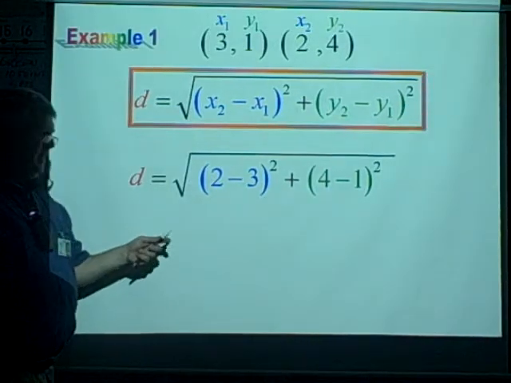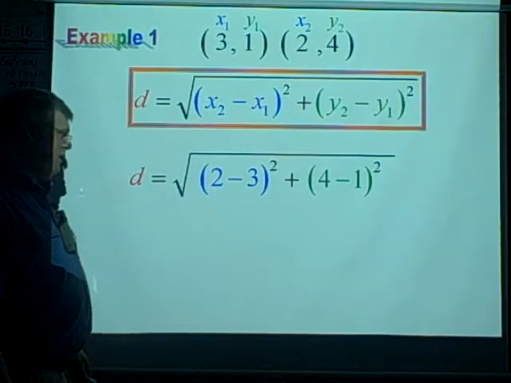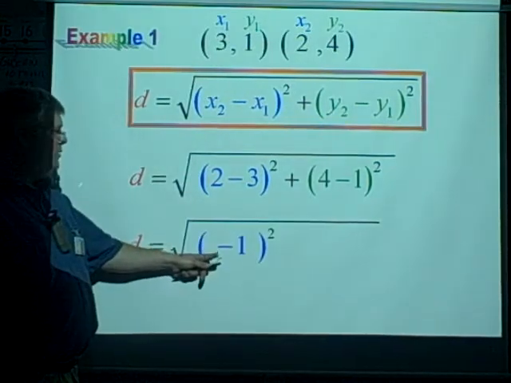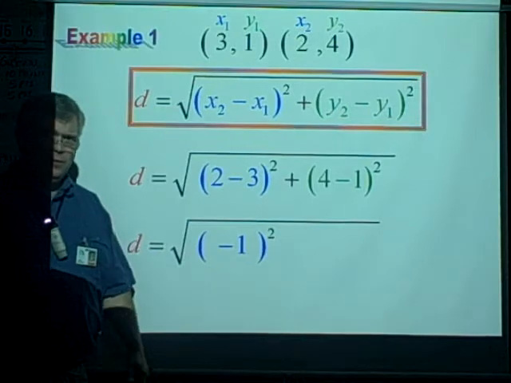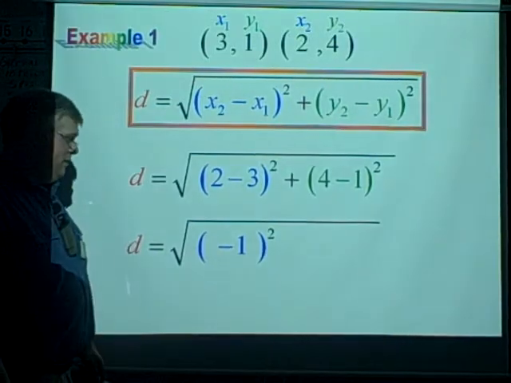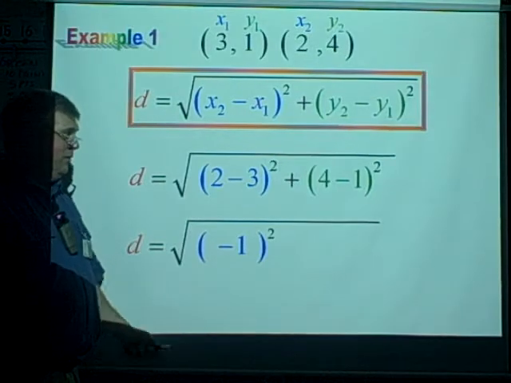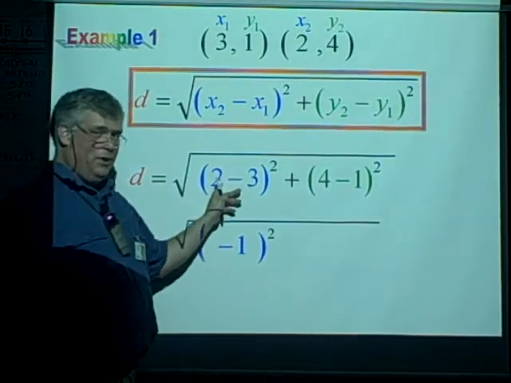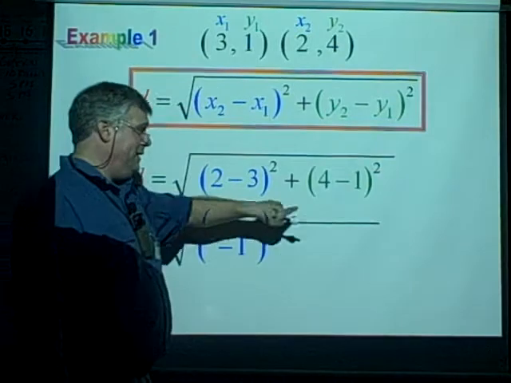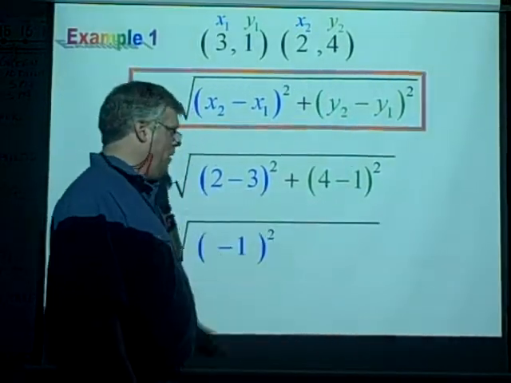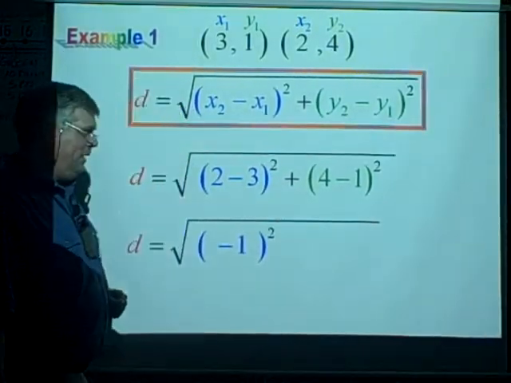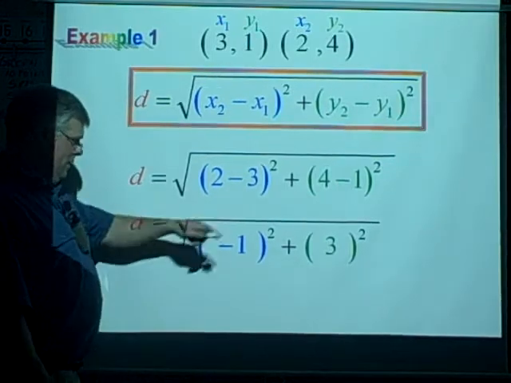So now we simplify this. 2 minus 3 is negative 1. If I'd done 3 minus 2, I would have gotten positive 1. And when I square both of those, I get an answer of 1. So again, it doesn't really matter what order I put these in, as long as these are both the x's and these are both the y values. 4 minus 1 gives you 3, and 3 squared is what we're going to have underneath.